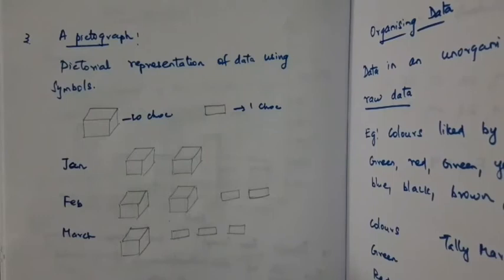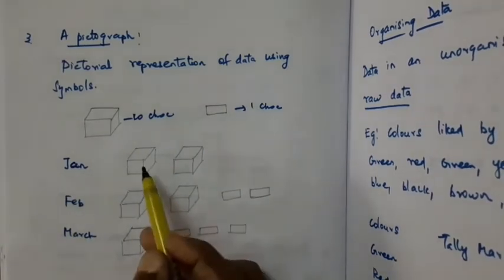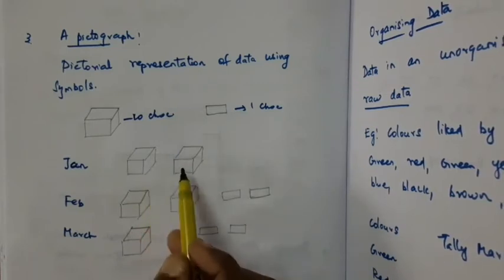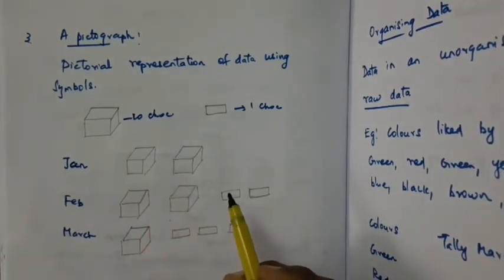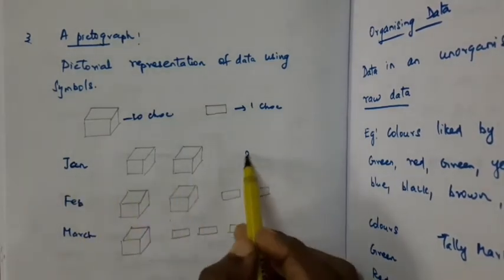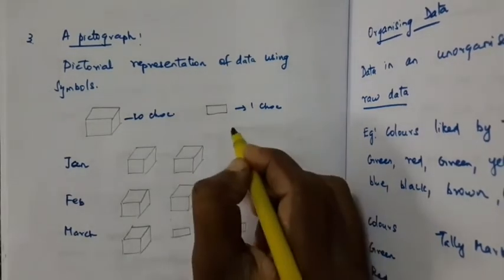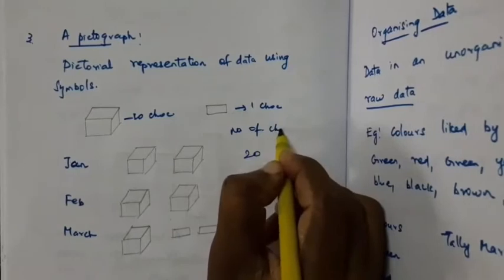Now I want to get some information, like how many chocolates are sold in the months of January, February and March. So if this is 1 box, it means 10 chocolates. If this is 2 boxes, it means 20 chocolates. So the number of chocolates sold in the month of January is 20 chocolates.